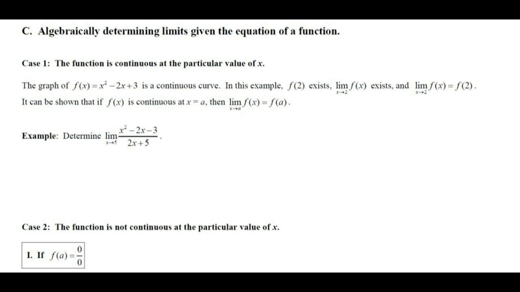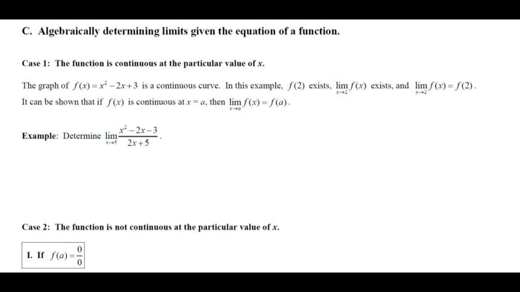Algebraically determining limits given the equation of a function. Okay, so we've got 3 cases. Case 1, the function is continuous at a particular value of x. So the first one we looked at, f of x equals x squared minus 2x plus 3, was a continuous curve. In this example, f of 2 exists. The limit as x approaches 2 of f of x exists, and the limit as x approaches 2 of f of x is f of 2, right?